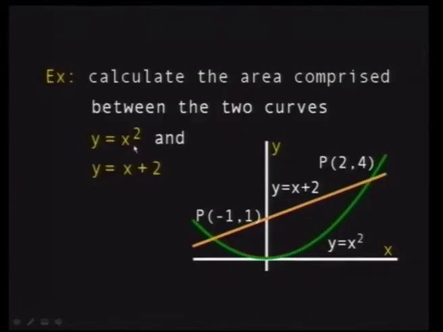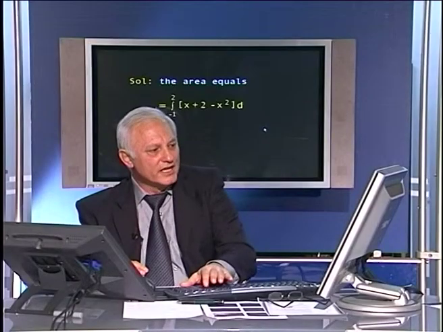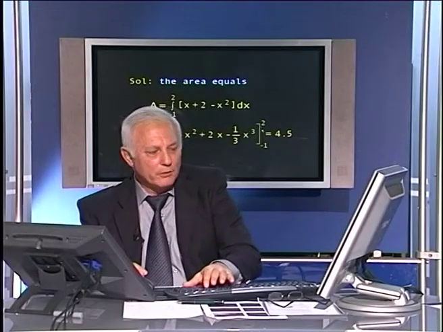The point 2 corresponds to y equal to 4, whereas the point minus 1 corresponds to y equal to 1. So you have to carry out the integral over the closed interval from minus 1 to 2 of x plus 2 minus x squared. And here it is: the area between the two curves is equal to this. From minus 1 to 2, you get 4.5, and you carry this out quite easily using the fundamental theorem, substituting between the two limits of integration.